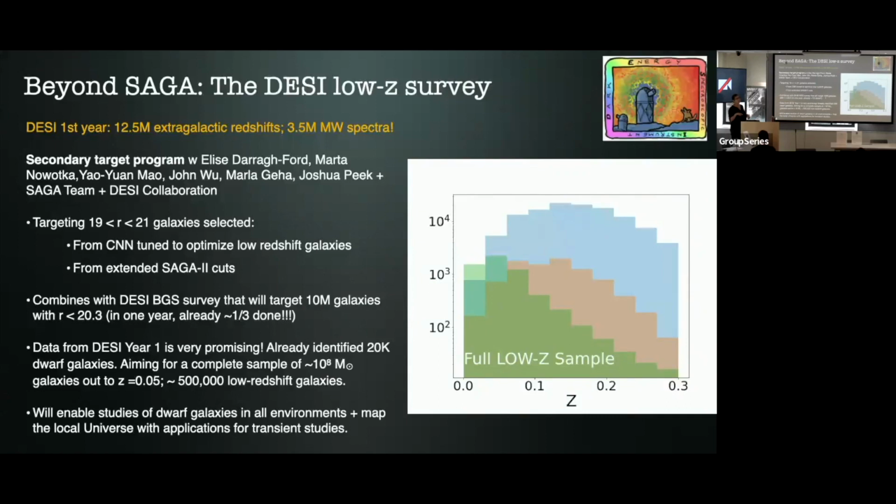And we really think we're missing very few of the galaxies at very low redshift. So if we were actually able to get all of the fibers that we want, we would be able to get basically a complete sample of 10^8 solar mass galaxies out to redshift 0.05. But we already have 20,000 dwarf galaxies. So 20,000 galaxies with stellar masses less than 10^9 from DESI. And that's in 1 year. So really, really exciting. So lots of things we can do with that.